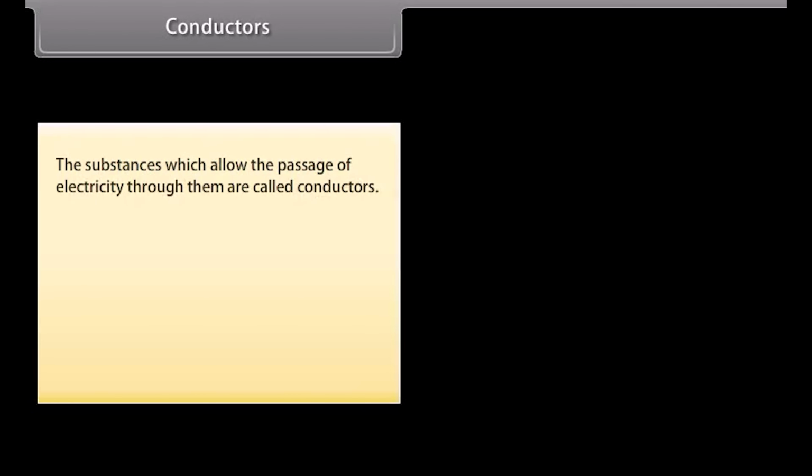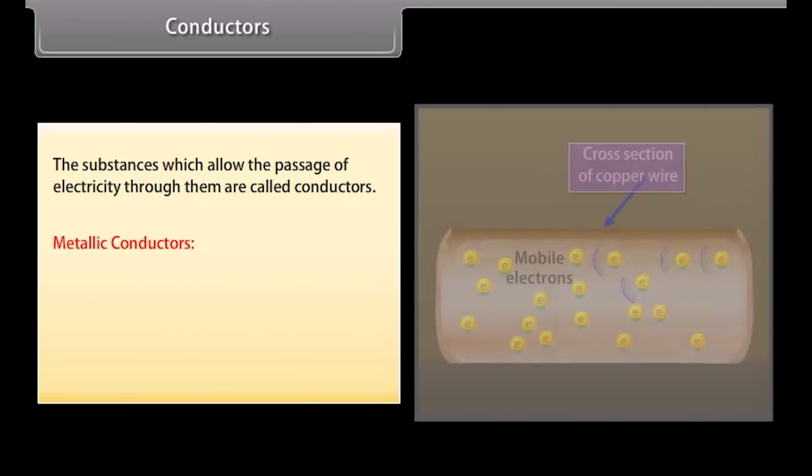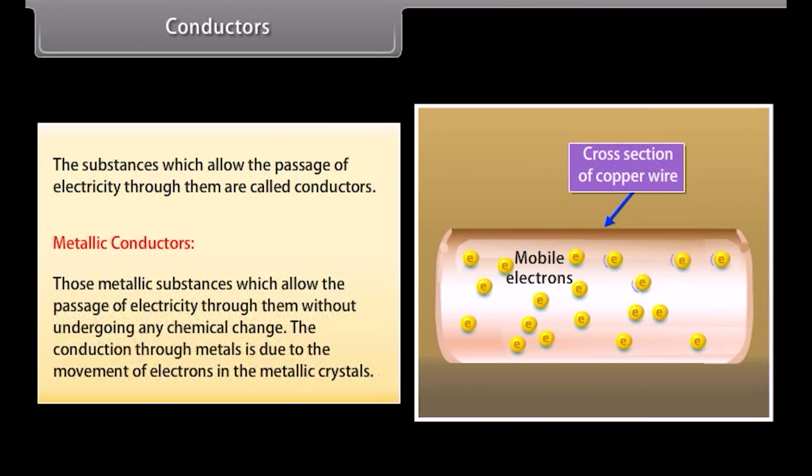Conductors. The substances which allow the passage of electricity through them are called conductors. The conductors can be classified into two categories: metallic conductors and electrolytes. Metallic conductors: those metallic substances which allow the passage of electricity through them without undergoing any chemical change. The conduction through metals is due to the movement of electrons in the metallic crystals, for example, copper and silver.